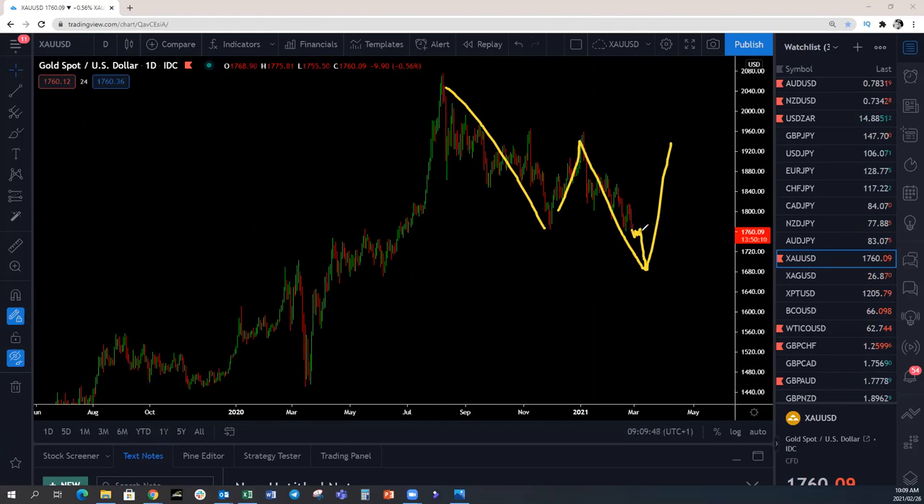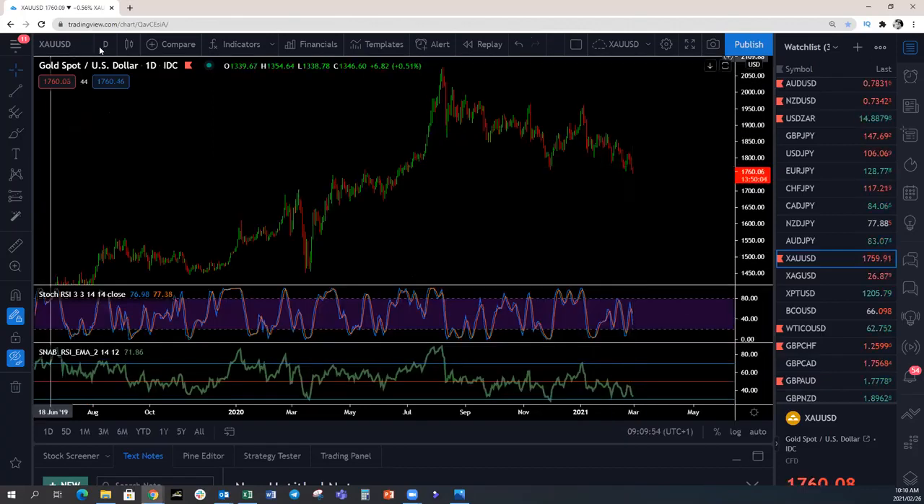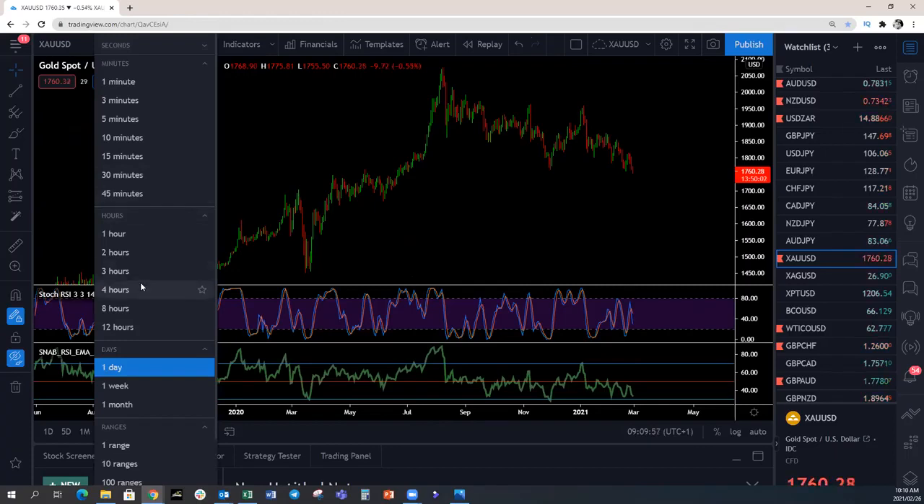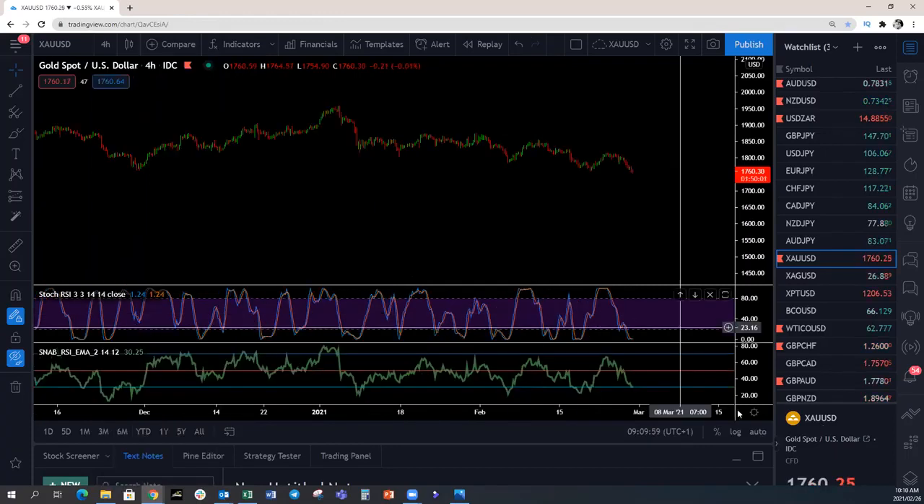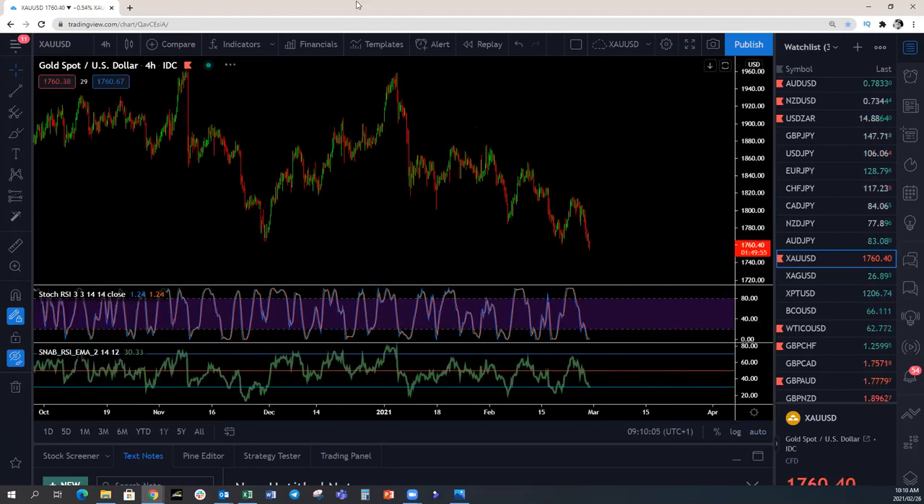So let's see what is happening currently at this level. Is there any sign of reversal, whether it is in the higher degree or the lower degree? Let's look at the 4-hour. So on the 4-hour, we are still well below 50. There is no sign of reversal. So gold may still give us one more down.